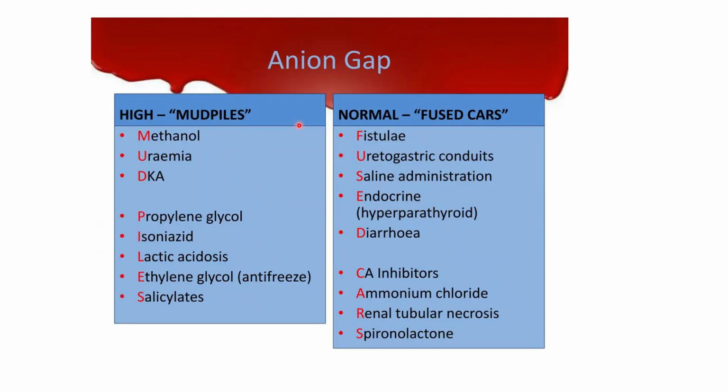There is also a famous mnemonic, just to remember that examples of high anion gap are methanol, uremia, propylene glycol, isoniazid, ethylene glycol or antifreeze, salicylates. These are added toxins. Other than this, lactic acidosis, DKA. And causes of normal anion gap are renal tubular acidosis, use of spironolactone, use of carbonic anhydrase inhibitors, and saline administration, formation of fistula, ureterogastric conduit, or diarrhea, that is GI loss.